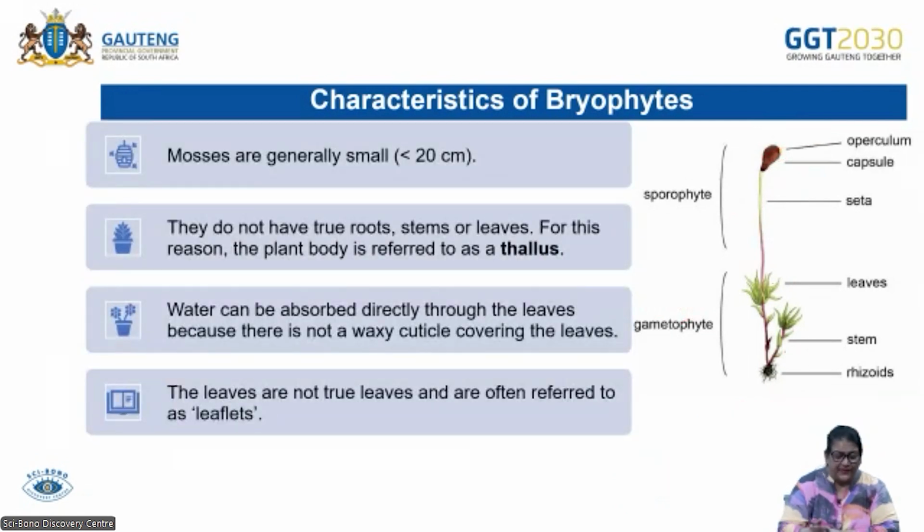Okay. So let us look at some of the characteristics of bryophytes. Mosses are generally small, less than 20 centimeters. So it's a very, very small plant found close to the ground. They do not have true roots, stems, and leaves, and therefore the plant body is called a thallus. This word is very important. A plant body that does not have true roots, stems, and leaves, what do we call it? A thallus. Spelling is of utmost importance.